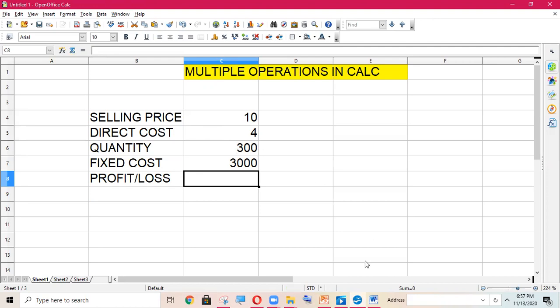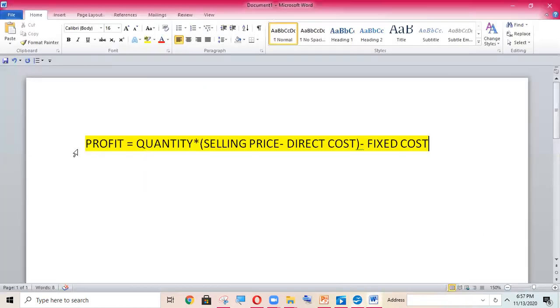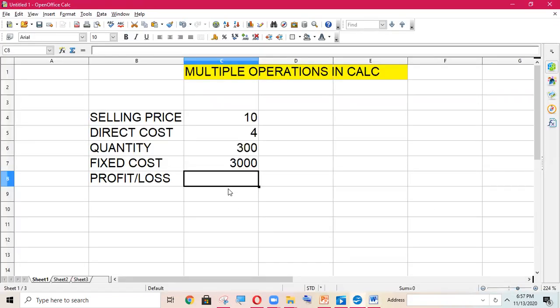And whether it is profit or loss, there is a formula here. It is written as profit is equal to quantity multiplied by selling price minus direct cost, minus fixed cost. So this is the formula for finding the profit. Now let's use this formula.